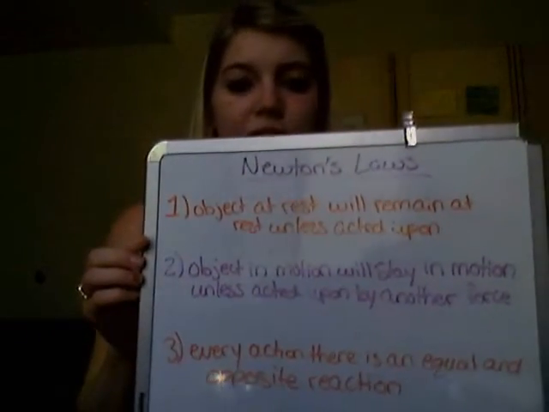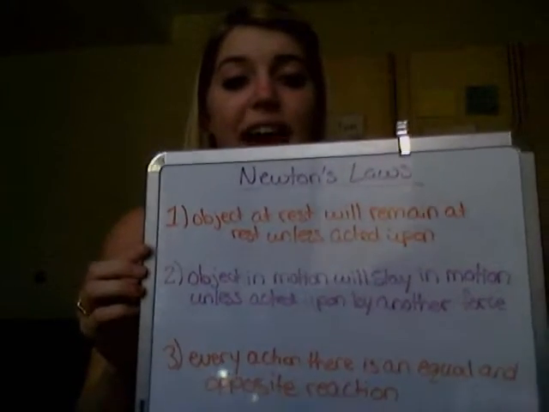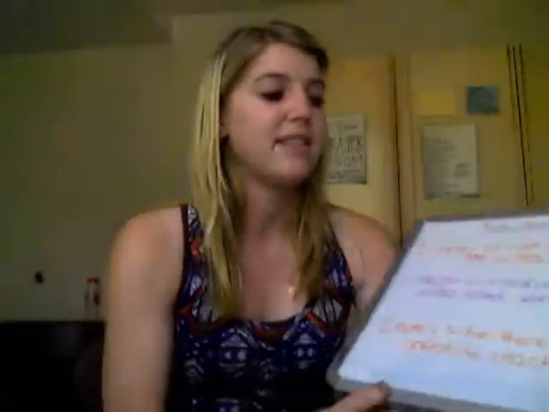Newton's laws of motion. His first one, an object at rest will remain at rest unless acted upon. So what this means is that if an object is at one place, it will not move in any way unless it is acted upon by another force. This happens in our daily lives, and sometimes we don't even realize. An example of this. Here's a book. This book is not moving. This book is at rest.